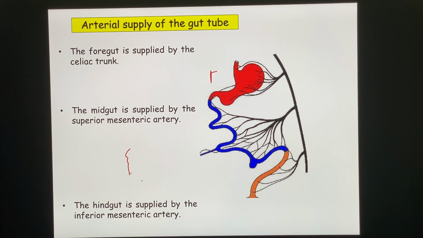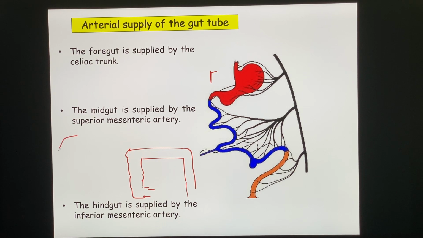This would be just a schematic picture of the ascending colon. So this is the cecum here. Then we have the transverse colon, and then we have the descending colon. This is just a schematic picture for you. All right, so now we have the foregut.